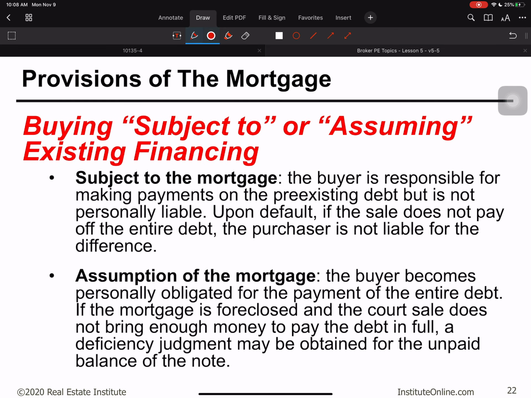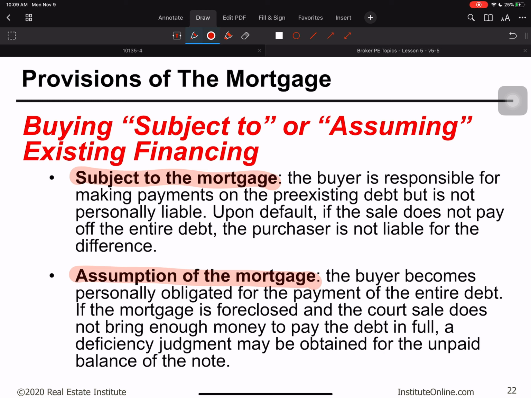So we have our next vocabs: subject to the mortgage and assumption of the mortgage. Subject to the mortgage: the buyer is responsible for making payments on the pre-existing debt, but is not personally liable upon default if the sale does not pay off the entire debt. The purchaser is not liable for the difference.